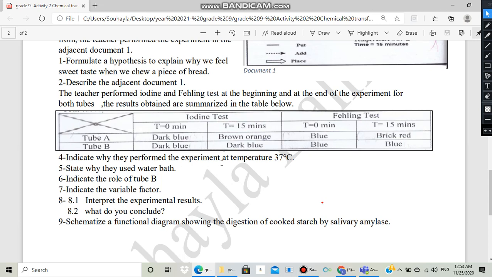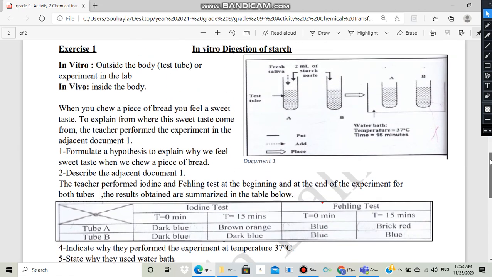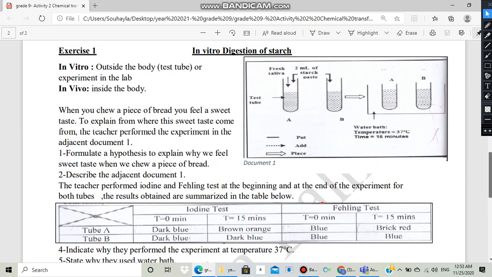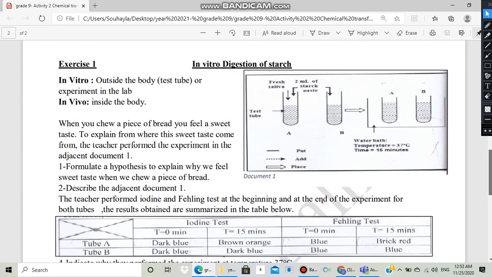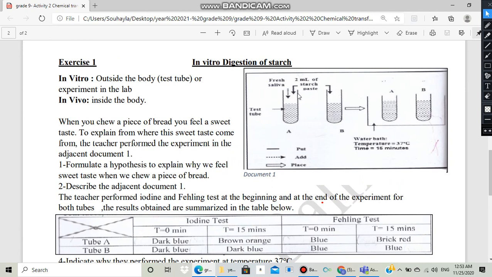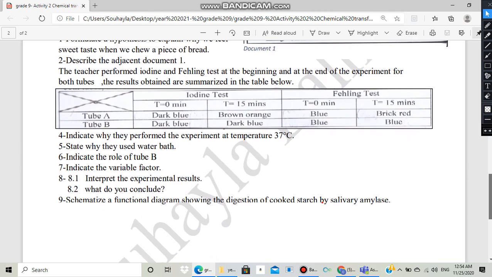Indicate why the experiments are performed at temperature 37: because it is the human body temperature. State why we use a water bath. Water bath, this is the water bath. We use it in order to keep the temperature constant at 37. Indicate the variable factor. What is the variable factor in this experiment? هو saliva. Its presence in tube A and its absence in tube B. بس يقولوا لك variable factor ما خصنا بالresult بس بالconditions of the experiment.